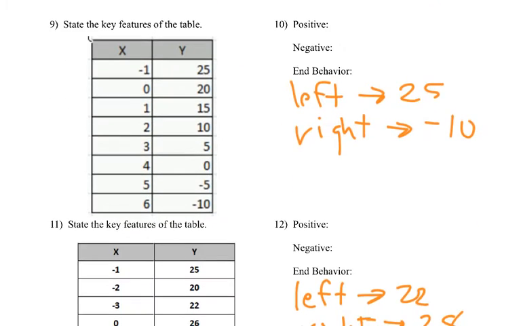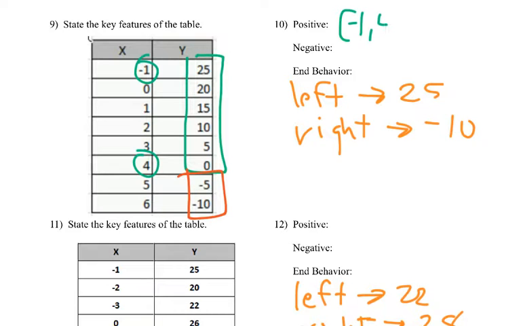Alright, number 9. We look here, now we see we are positive right here, negative right here. So from negative 1 to 4, we're positive. And then from 4, because it's the x-axis, down to 6, we're negative.